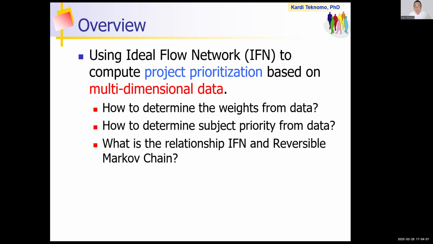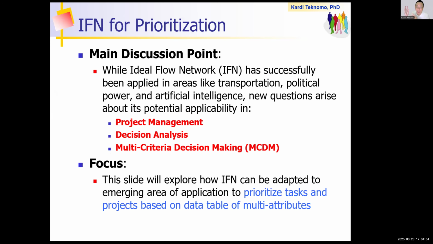I know that we can use IFN, or ideal flow network, for many areas, including transportation, political power, which we learned about last time, and also artificial intelligence. But I was asking a new question: is it possible to use IFN for project management, for decision analysis, for multi-criteria decision making? Here it is. We are able to do this, and let's explore how IFN can be adapted to prioritize tasks and projects based on a table of multi-dimensional attributes.